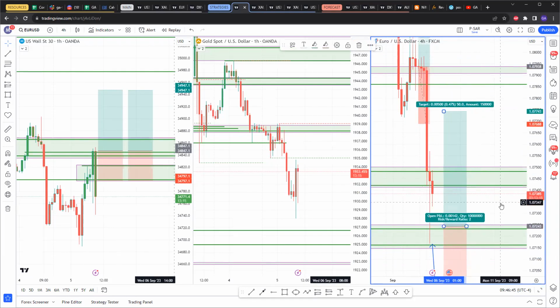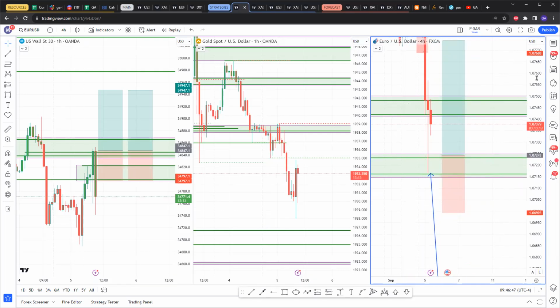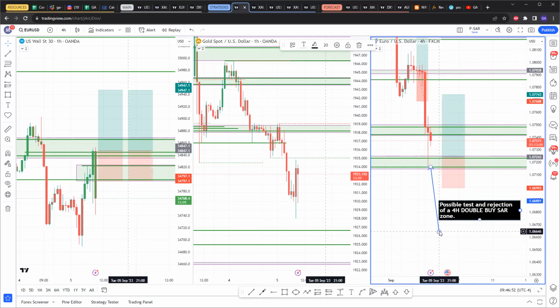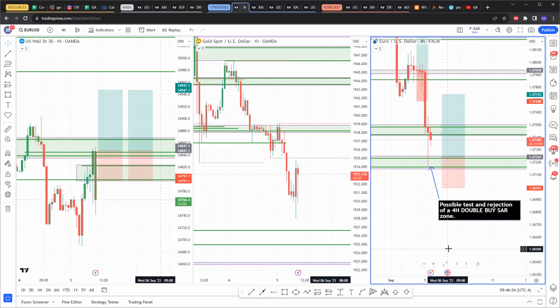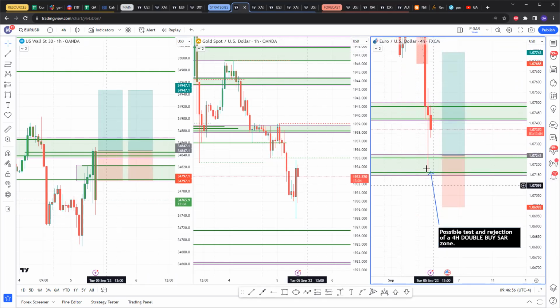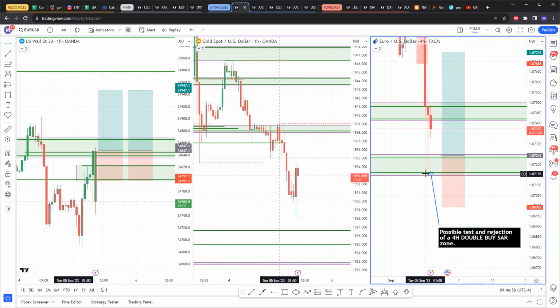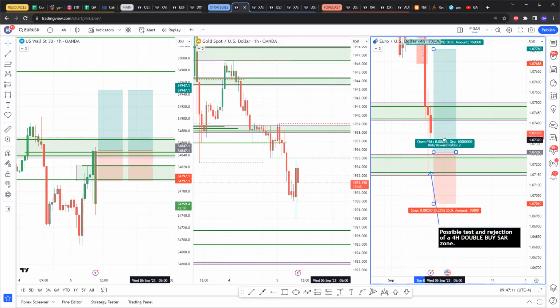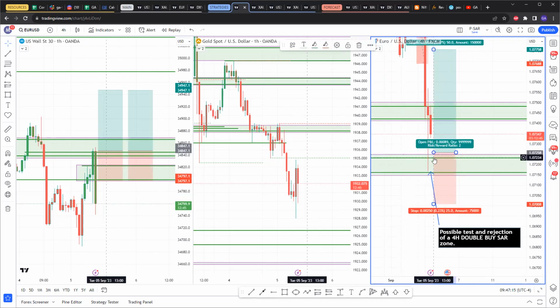So right now what I'm looking for, same trade that could have occurred here, this right here is a possible test and rejection also. The reason for that is we have a 4-hour candle that came down to this double buy SAR on the 4-hour time frame. So I would want the next 4-hour candle to come in here and reject and close above. And this candle that's closing in the next 3 hours, if this candle rejects, I will be buying EU at about 1 p.m. That's only if this candle closes above.